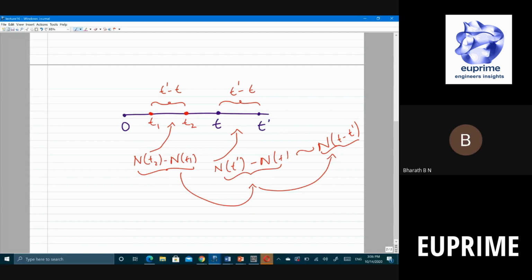So that's why it's called stationary increment. You can shift this interval T1 to T2 to any time, anywhere in this x-axis, and ask the question of how many people arrived in that interval. The statistics remain the same. It's not going to change.